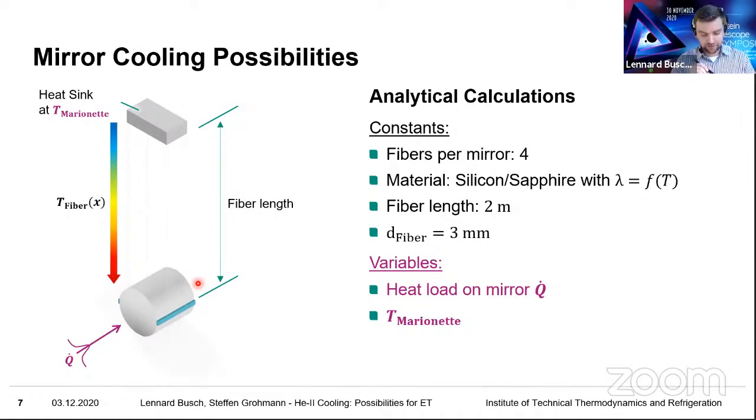And the material for both the fibers and the mirror was the same, either silicon or sapphire, with the thermal conductivity dependent on the temperature. And the variables that I'll present in the course of this talk were the total heat load on the mirror and the marionette temperature. So now, obviously, if you have the cold marionette with a heat load going into the mirror, you'll end up with a temperature gradient along the fibers.